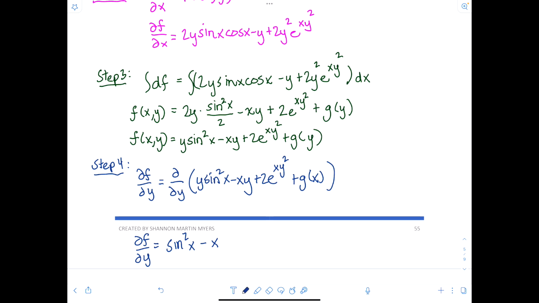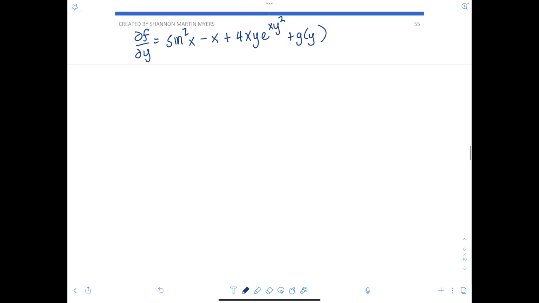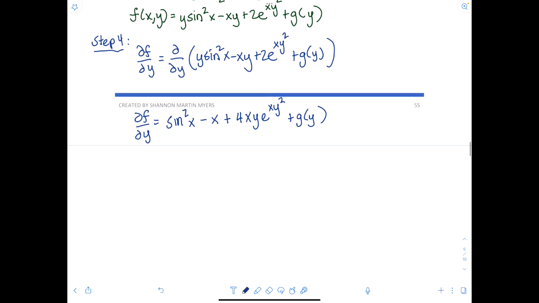with respect to y, we will have 4 from the 2's multiplying out, so 2 times 2xy, so we'll have 4xy e to the xy squared, plus g, and apologies, this should be in terms of y, g at y. Alrighty, so here we go.